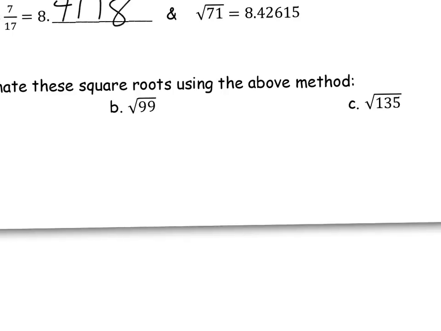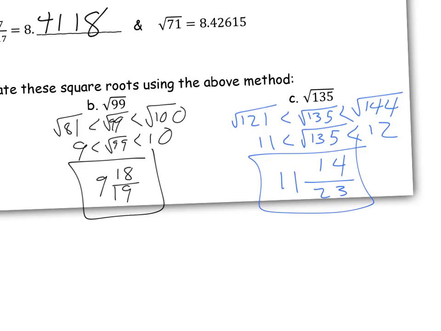So once you try these other two on your own, I'll put the answers up there in just a little bit. I'd pause the video while you try it. Okay, hopefully you got something like this. I got that this was 9 and 18/19 approximately. Again, remember, these are just approximations. They're not exact. And this is 11 and 14/23, approximately.